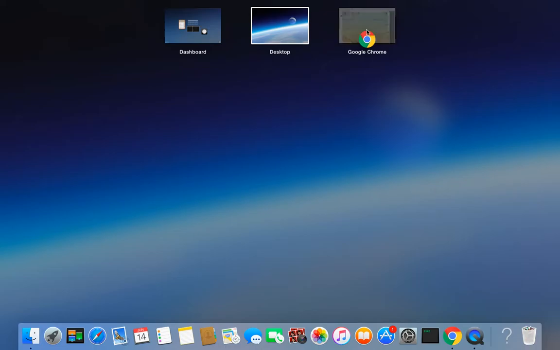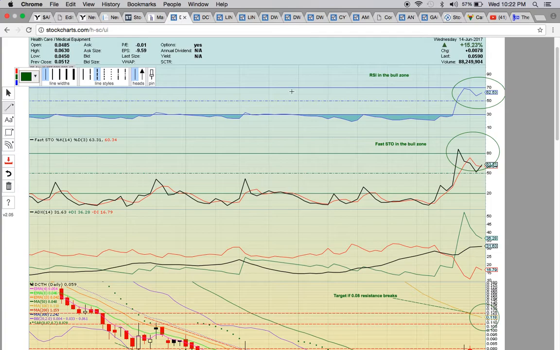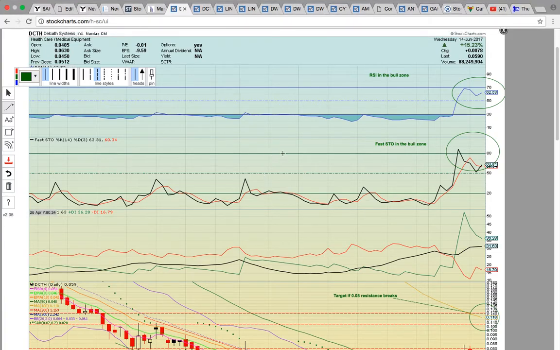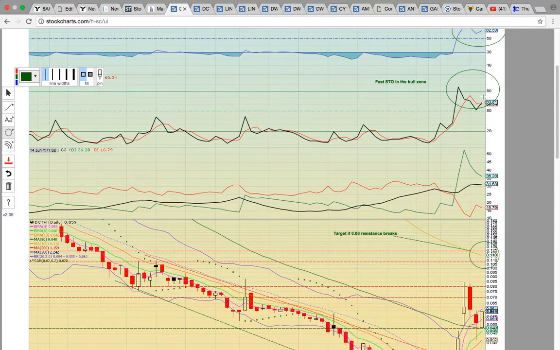Okay, let's take a look here at the first chart, and first up here is DCTH. It closed up 15%. So congrats to everyone that caught yesterday's video. The RSI is in the 50 to 70 bull zone at 62. There's still room to run until overbought levels. Fasto at 63 had a bullish crossover. Also, lots of room to run until 80.